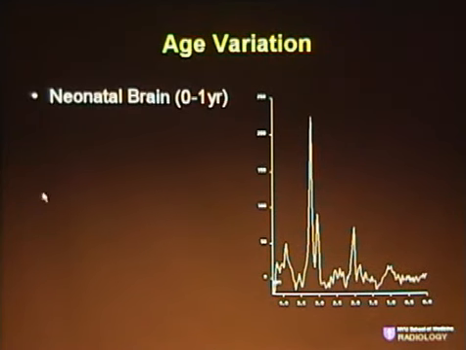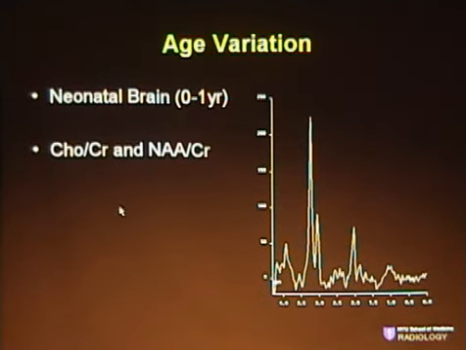In the first year of age, the neonatal brain will demonstrate very high choline levels from the early lack of myelination in the brain. Over the first year, as the brain is myelinating, you'll start to see a decrease in the choline. And as the brain matures, more neurons are developing, so you see an increase in NAA. So there's a reversal of the choline to creatine and NAA to creatine ratio.